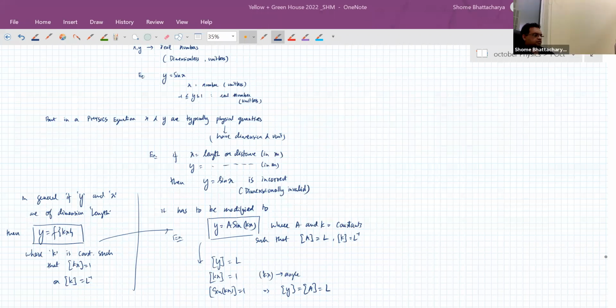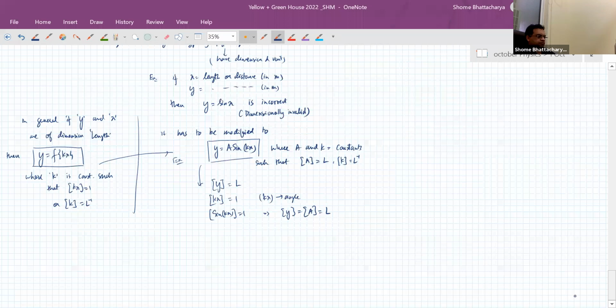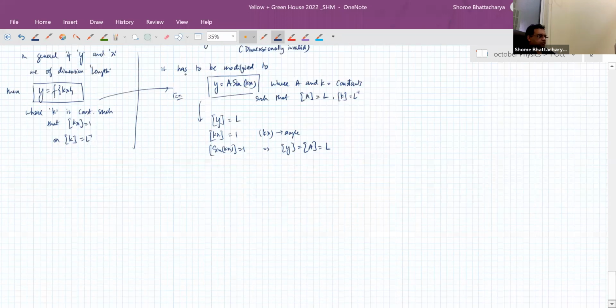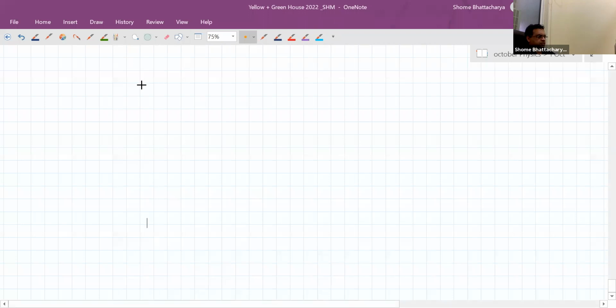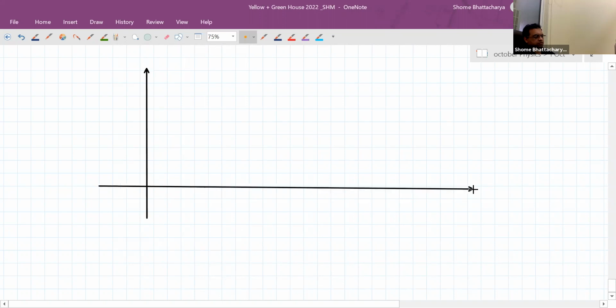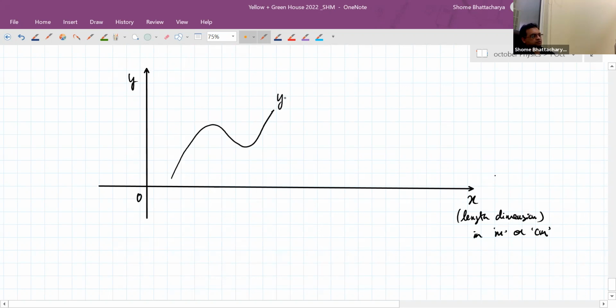So just the last thing here. So if we have an equation of this type, which represents a function in which x is a length dimension, so it is in meters or centimeters or whatever. Okay. Then the function will have to be represented like this.